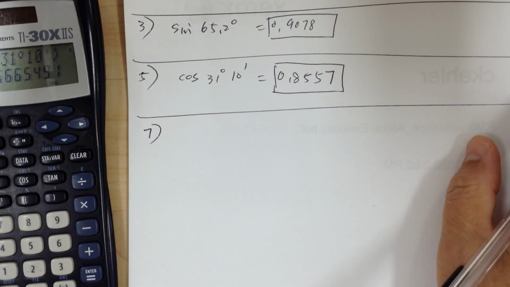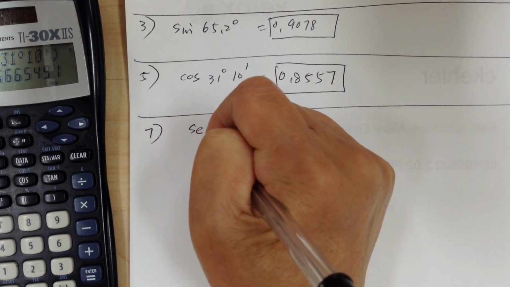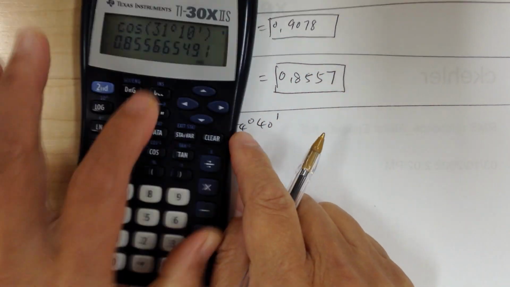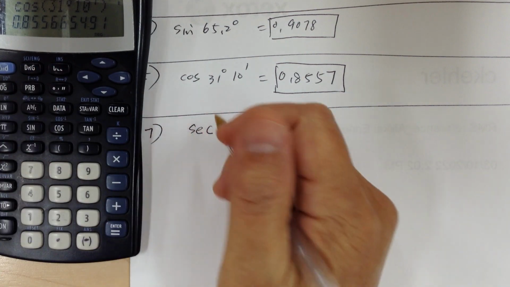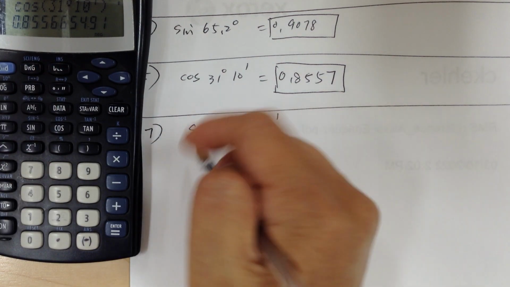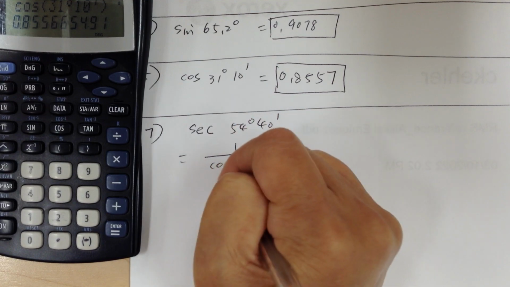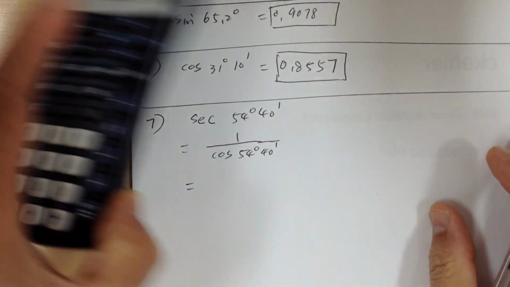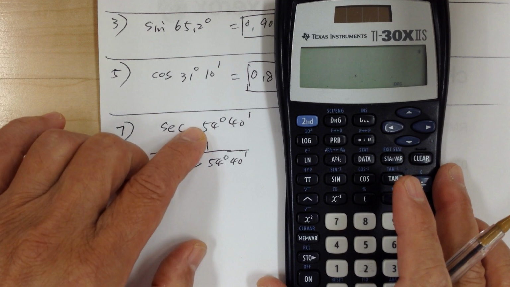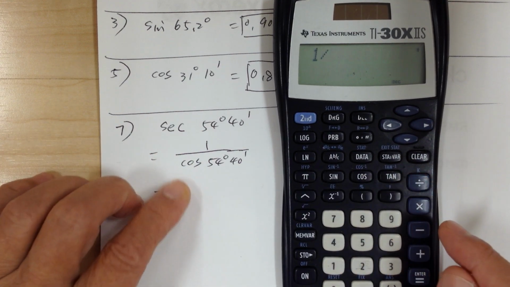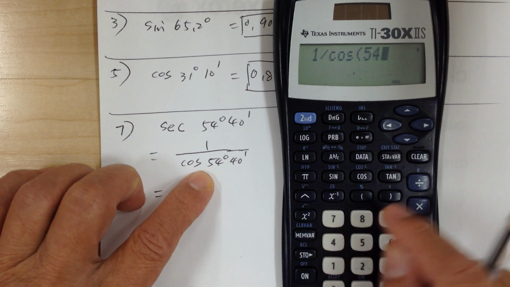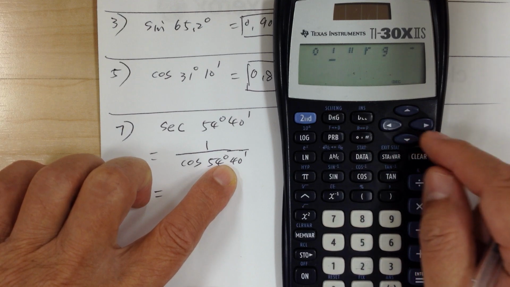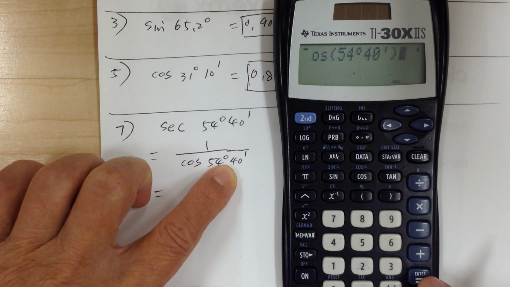Okay, number 7. You got secant of 54 degrees and 40 minutes. There's no secant button over here, so you need to convert that into a primary function. The secant is the reciprocal of cosine, so first you make this into 1 over cosine of 54 degrees and 40 minutes. Then you can use your calculator, typing exactly what you see: 1 divided by cosine of 54 degrees and 40 minutes, and close out your parentheses, push equal.